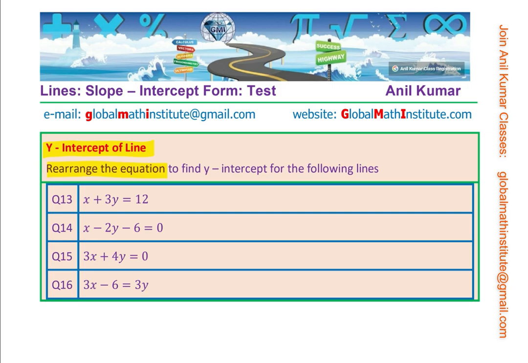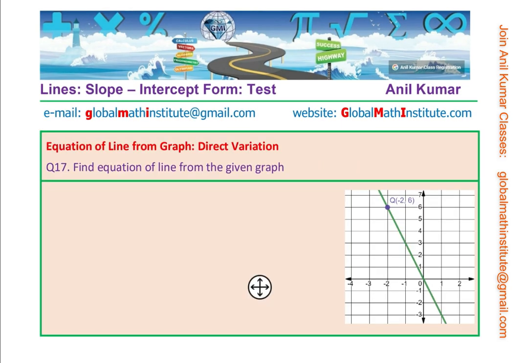Perfect. Simple. So till now we have done a few very basic questions, knowledge based on slope-intercept form. And now we are moving on to the second category, which is how do we write the equation of the line from the graph. So from question 17 onwards, we'll see how to find the equation of a line from the graph.